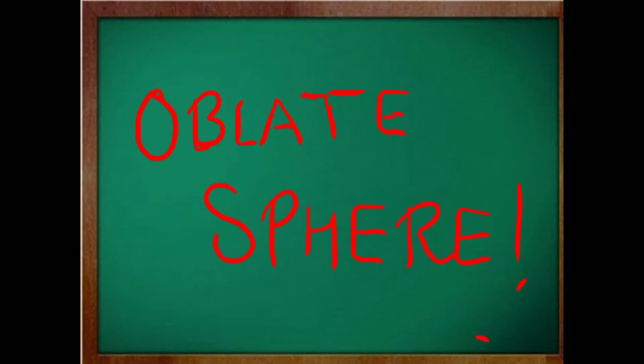So first of all, what is the shape of the eyeball? The shape of the eyeball is oblate spheroid. Okay, so the shape is oblate spheroid. So what is meant by this oblate spheroid?